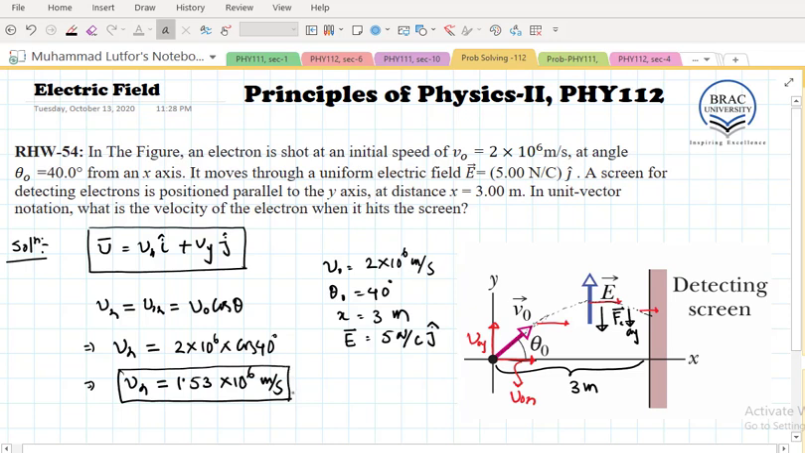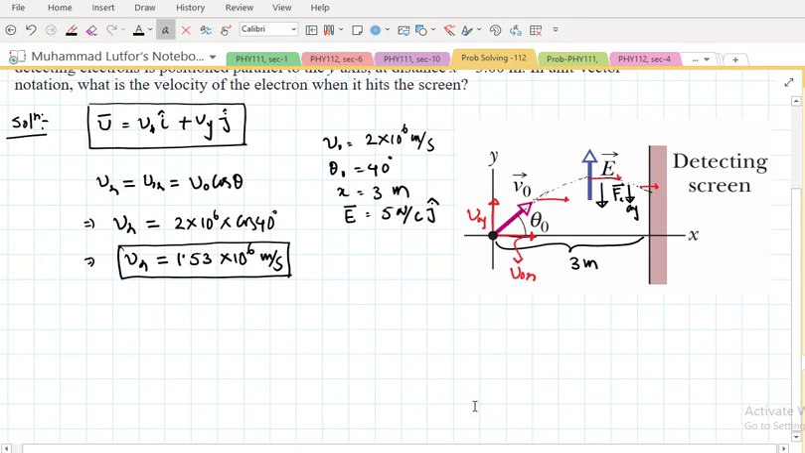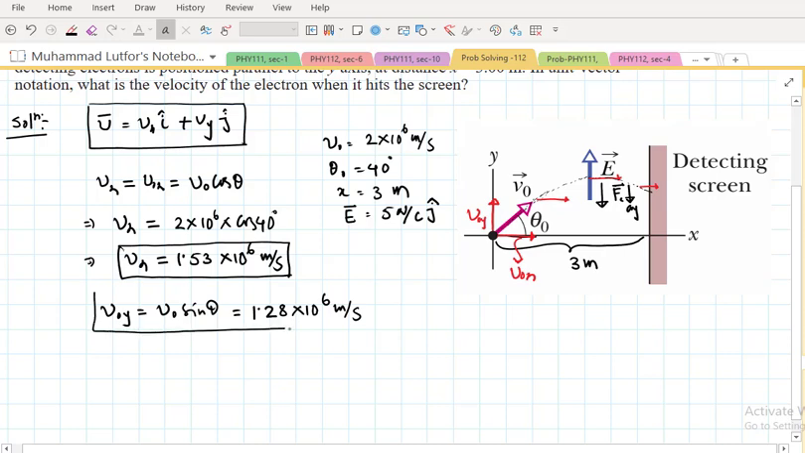It will be both the initial and the final component, because along the horizontal direction it moves at a constant velocity. Fine. Now what about the initial vertical component of velocity, which you can write as V0 sin theta. If you put in the values, you will find V0 sin theta is 1.28 × 10^6 meters per second, right? If you plug in that value, this will be the initial component of the electron's velocity along the vertical direction.